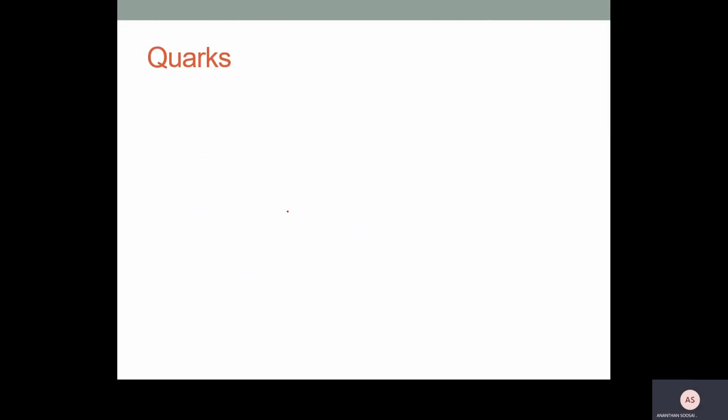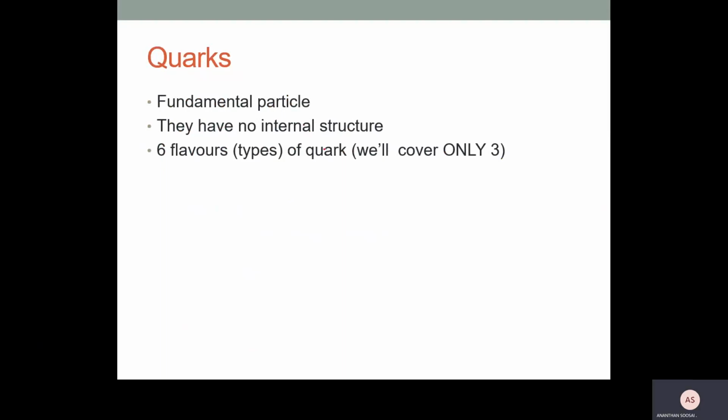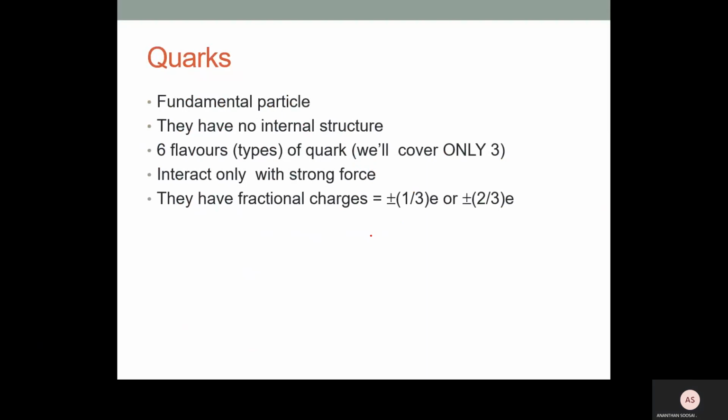Now we go to quarks. Quarks are fundamental particles. They have no internal structure, and for the time being are a single unit. There are 6 flavors. They interact with strong nuclear force. They have fractional charge. Quarks have fractional charge, not integer: 1/3 or 2/3.